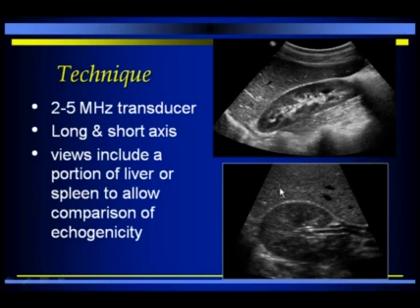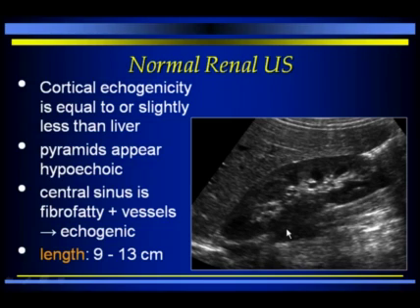Here is a short axis slide of the same kidney. Once again, liver on top and kidney under it, and one can compare the echogenicity. Again, a longitudinal view of the kidney. The cortical echogenicity of the kidney is similar to or perhaps slightly less than that of the adjacent liver. The pyramids here appear hypoechoic, and the central sinus in the kidney is fibrofatty and has vessels in it, so it appears echogenic.